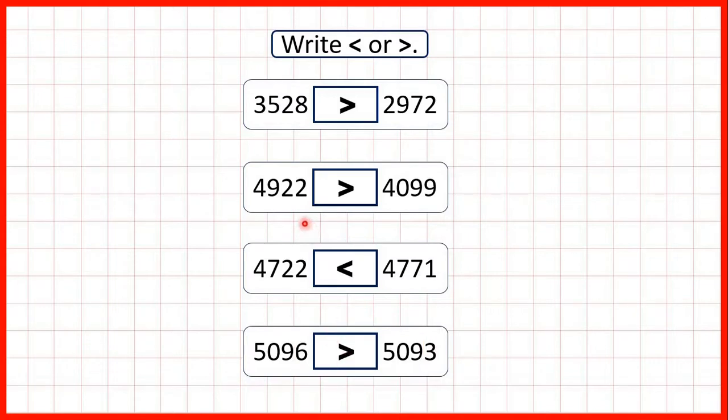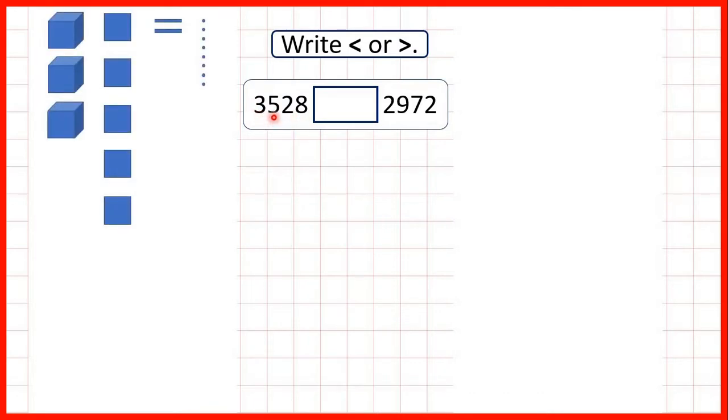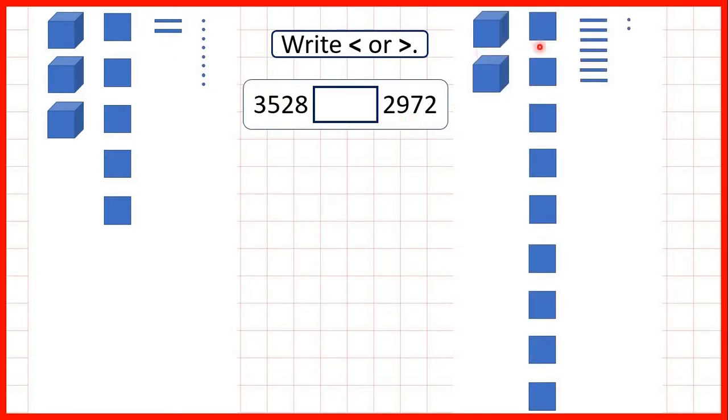Now here we were comparing numbers with the same number of digits, but when we're comparing whole numbers, it's useful to remember that if a number has more digits, it will be larger. But let's take a closer look at some of these questions. So for this first question, we were comparing 3,528, so there's 3 thousands, 5 hundreds, 2 tens, and 8 ones, and we were comparing that to 2,972. Now we saw that because this first number had more thousands, it was the larger number.